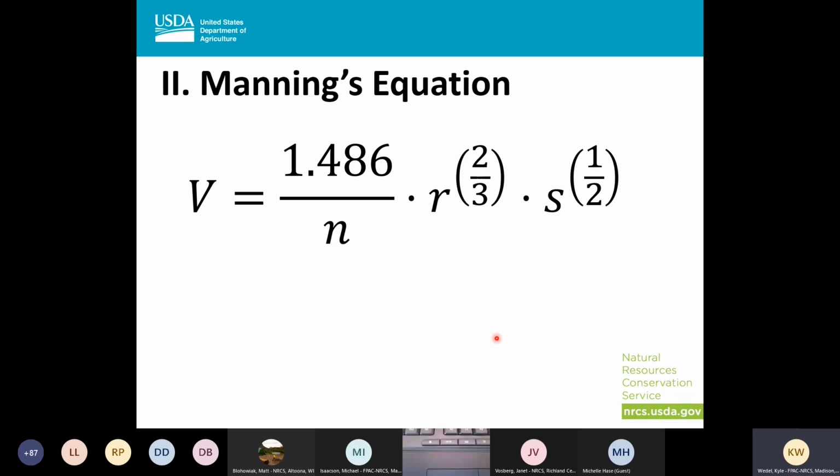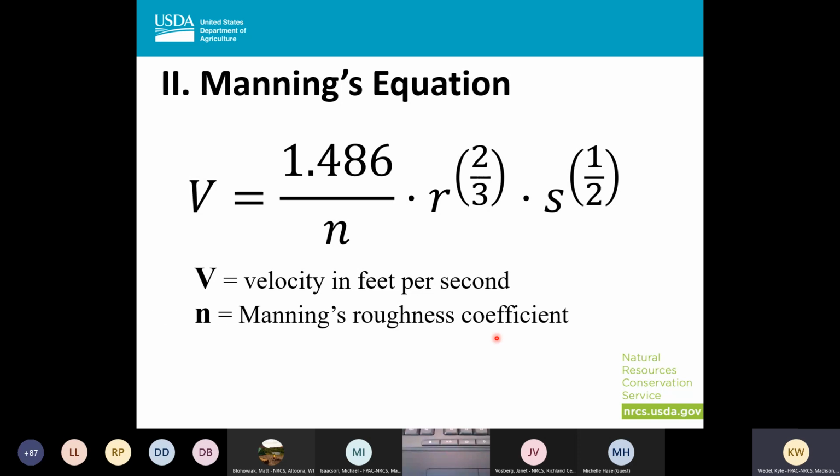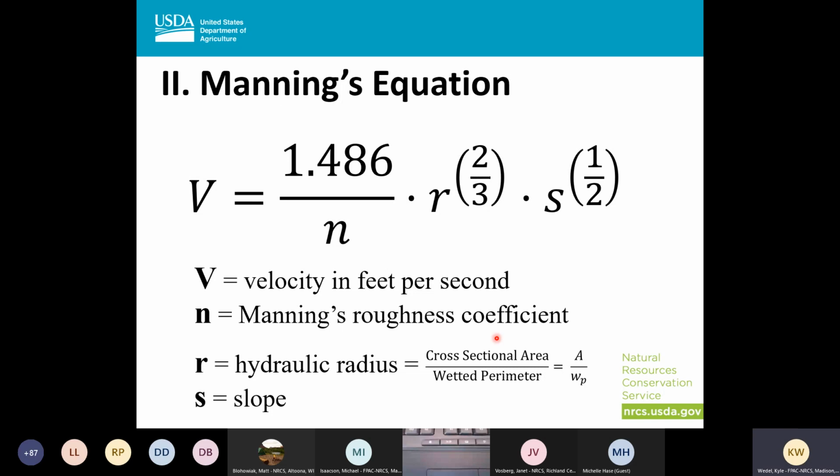So Manning's equation can be used in pipe flow when you have laminar flow. V is your velocity in feet per second. N is your Manning's roughness coefficient. R is your hydraulic radius, which is your cross-sectional area over your wetted perimeter. And S is your slope.